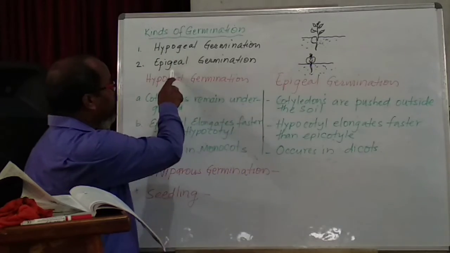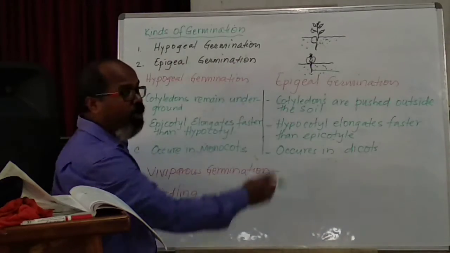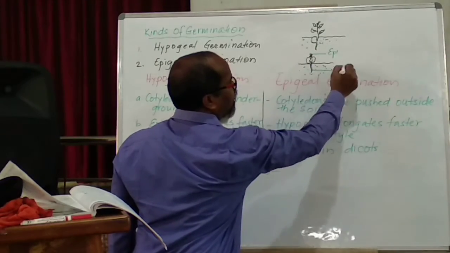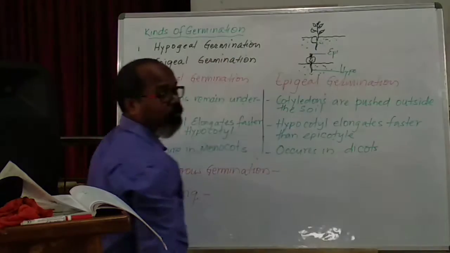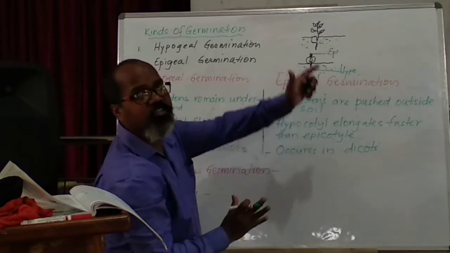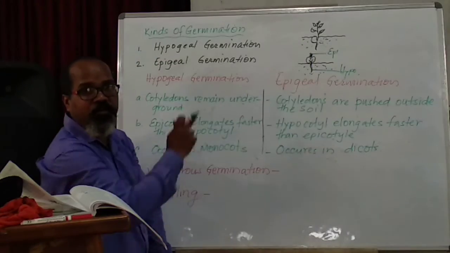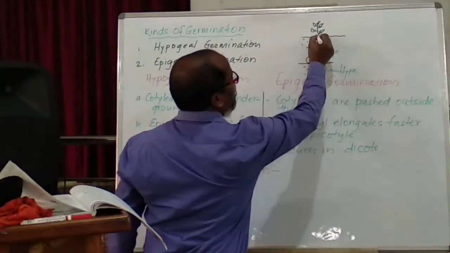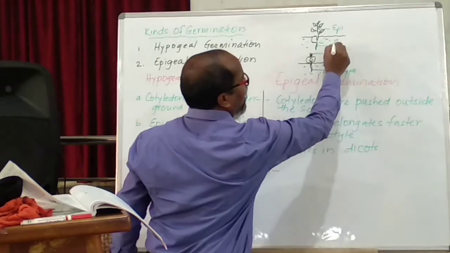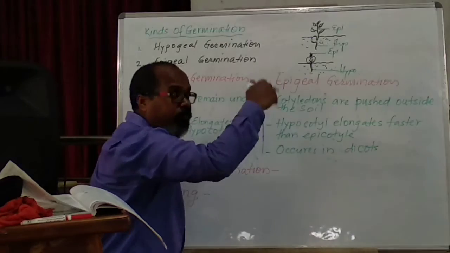It is not so in the case of epigeal germination. Here is the hypocotyl. This hypocotyl elongates faster than the epicotyl. So as a result, as this hypocotyl is elongating, it pushes the seed outside the soil. That difference, I think, is clear from the diagram. Here, the epicotyl is elongating faster than the hypocotyl. So the seeds are pushed downward, and so the seed remains inside the soil.